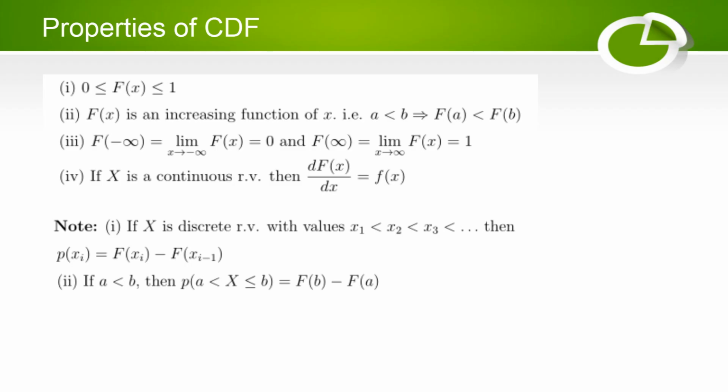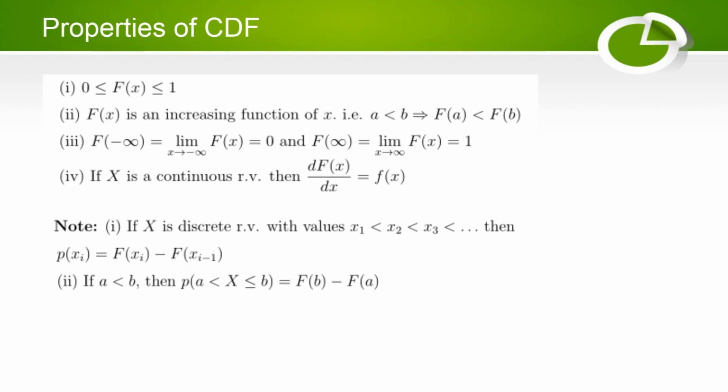Properties of distribution function. (i) 0 ≤ F(x) ≤ 1. (ii) F(x) is an increasing function of x, that is, a < b implies F(a) ≤ F(b). (iii) F(−infinity) = limit as x tends to −infinity of F(x) = 0, and F(infinity) = limit as x tends to infinity of F(x) = 1. (iv) If x is a continuous random variable, then dF(x)/dx = f(x).